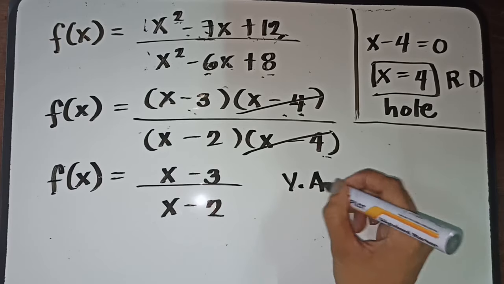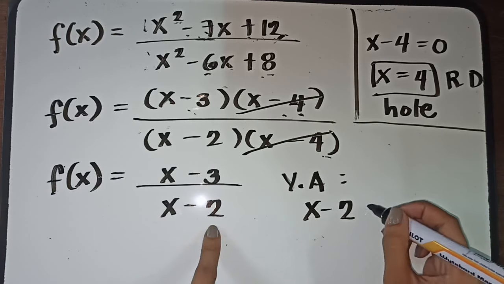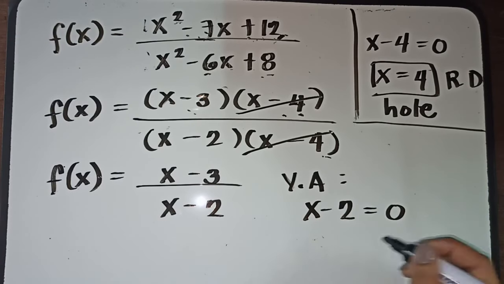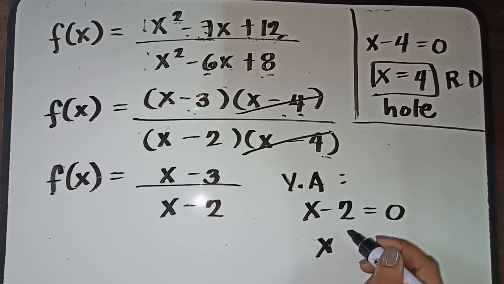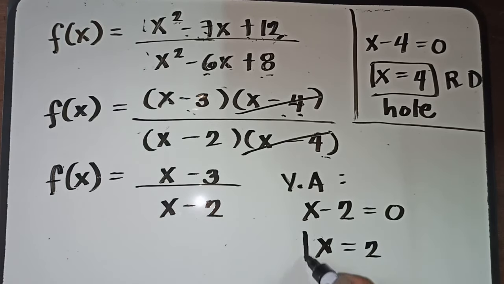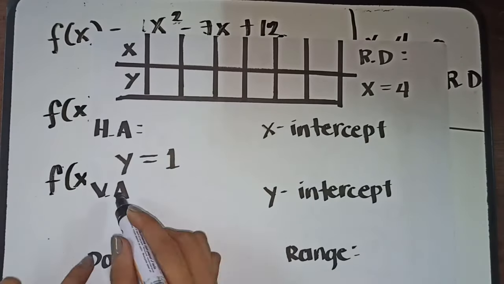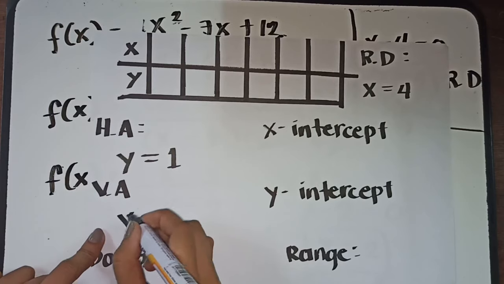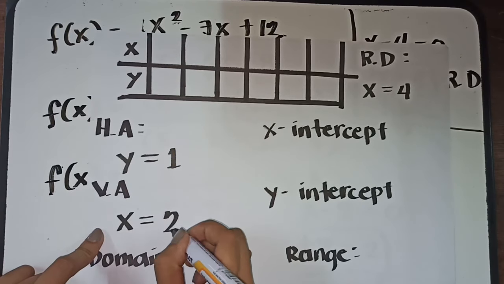So, for the vertical asymptote, kunin si denominator, which is x minus 2 equal to 0, and solve for the value of x. So, using the addition property of equality, from negative 2, it will become positive 2. So, the value of our vertical asymptote is positive 2. Again, our vertical asymptote is x is equal to positive 2.